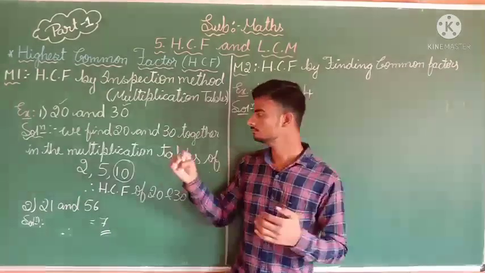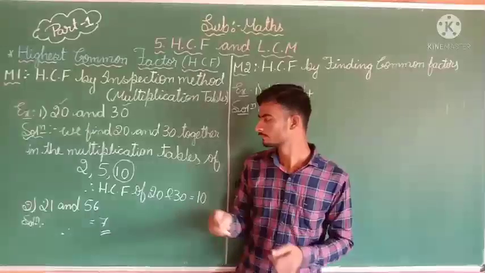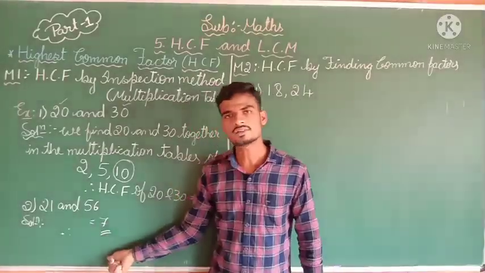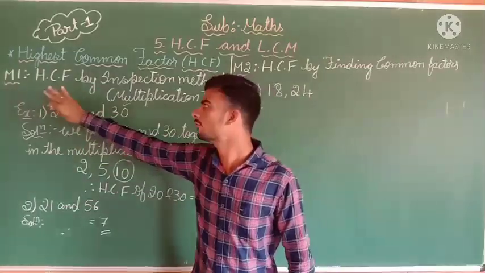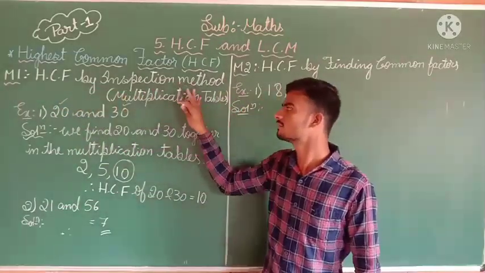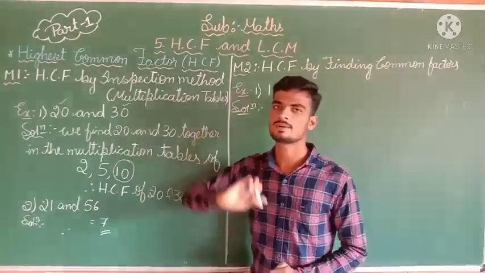Then you will get how to solve the problem. Here we got that only 7 is the highest common factor. This is all about the method: first, HCF by the inspection method. Inspection method means the multiplication table.